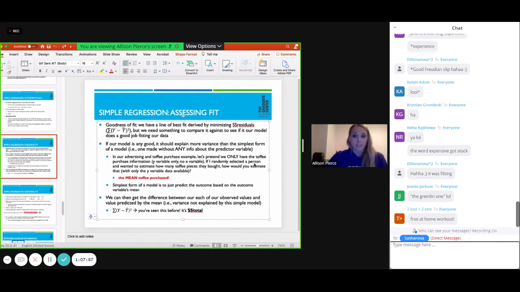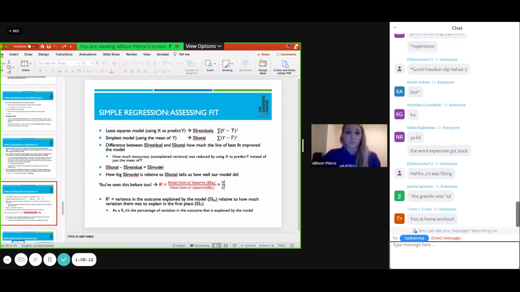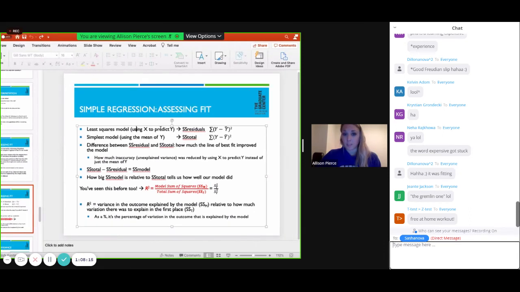And remember, when we're comparing our SS residual and our SS total, and seeing if we explain any more than that, that's essentially ANOVA, right? And we calculate out to mean square, but it's doing the same thing. So our least squares model is going to be using X to predict Y. That gives us SS residuals. Our simplest model, our base model, is going to be just using the mean of Y, because that's going to be the best estimate we have without any other information. That gives you the total amount of variability in your data, so in the toffee purchases. So that gives you SS total.